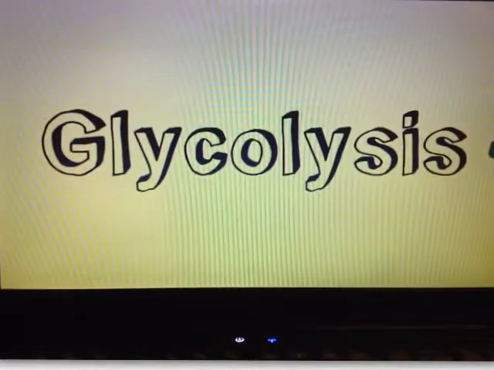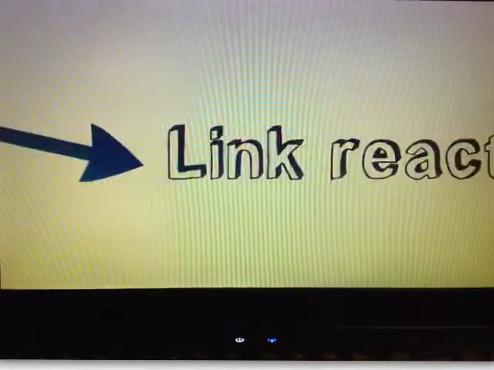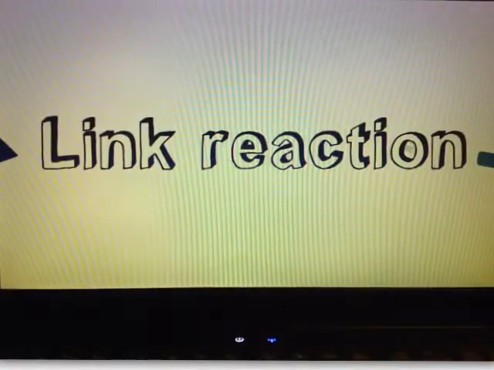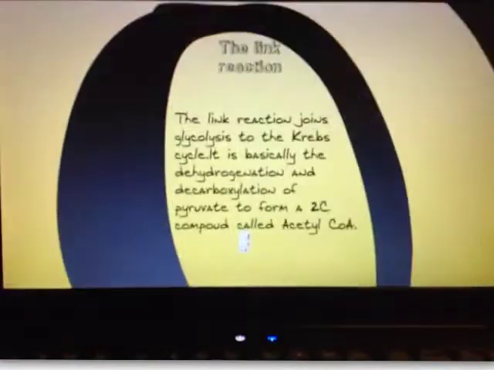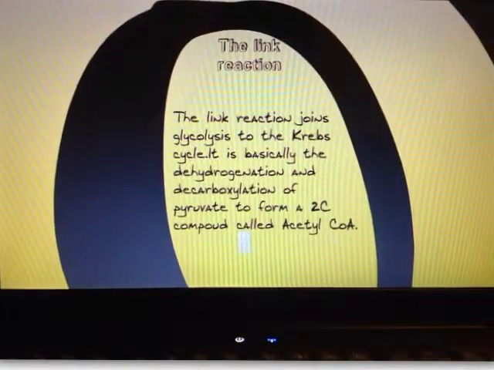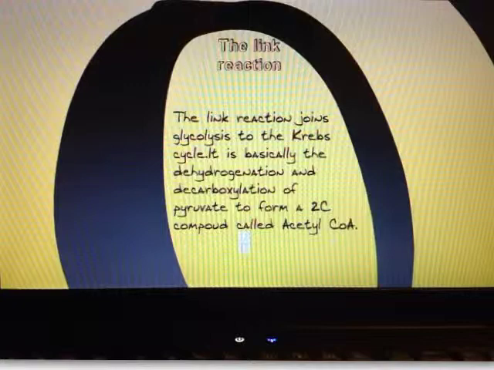Okay, so we talk about glycolysis, you need to know that through and through. Now then, the link reaction, it's literally as it says, it's a link. It joins the Krebs cycle to glycolysis. Basically, it's a dehydrogenation and a decarboxylation of pyruvate. You can work those out. Dehydrogenation, taking away hydrogen. Decarboxylation, taking away carbon dioxide.